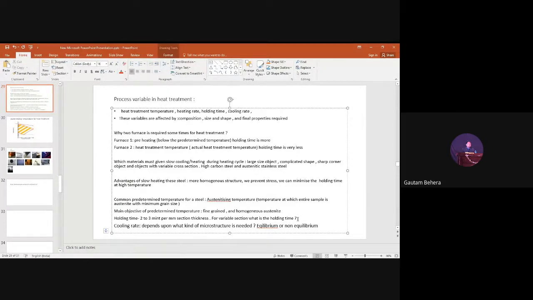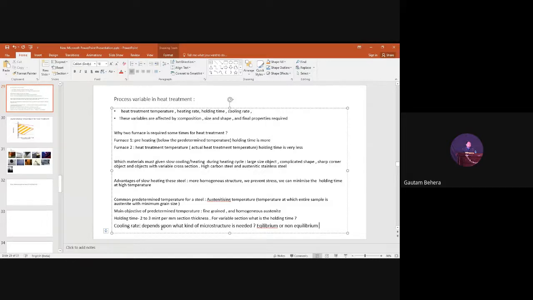And for variable sections, what is the holding time? Can anybody tell me, if you have a plain carbon steel and you have a variable cross-sectional area, what is the holding time then? Do you think that it will be 3 minutes for 1 mm? The highest cross section will decide. Very good. The highest cross-sectional area will decide, right? Suppose at a particular area it is 5 mm and at a particular area it is 1 mm cross-sectional thickness. So we will decide on the basis of 5 mm cross-sectional area. So 5 into 3, 15 minutes. You have to keep it for 15 minutes.